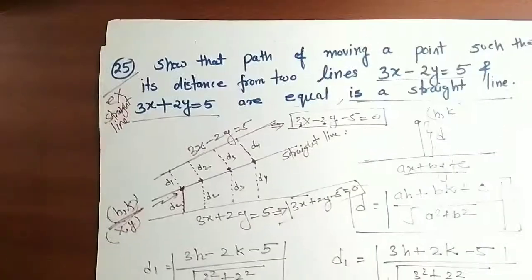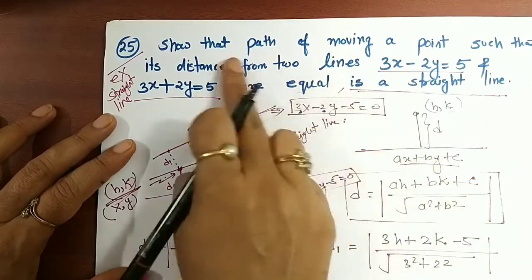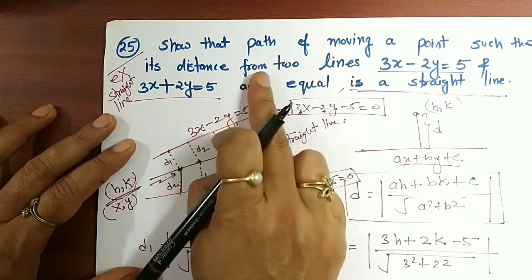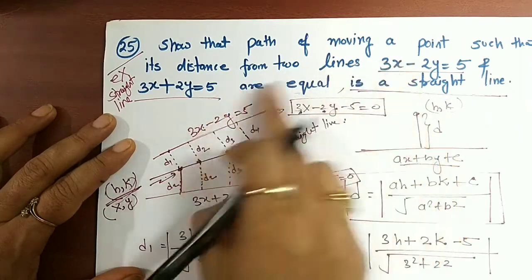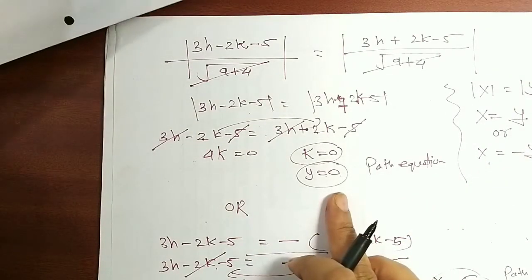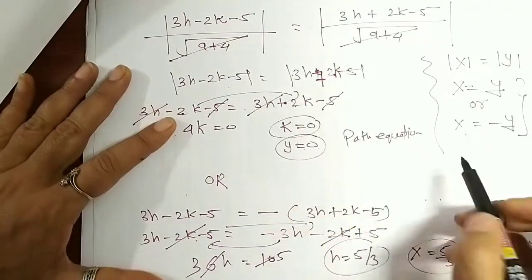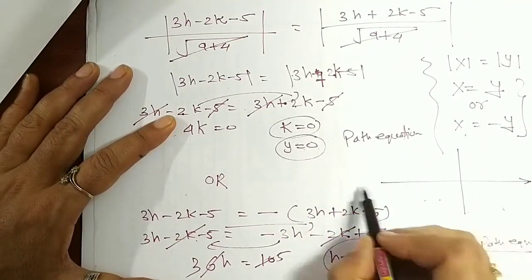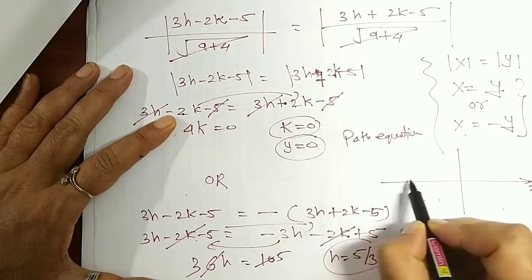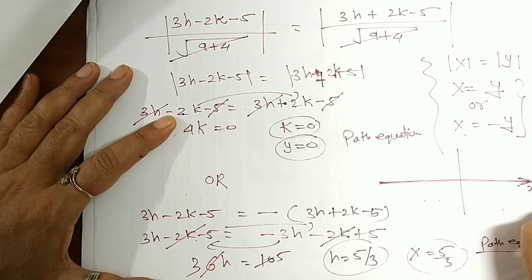So they were asking to prove that the equation of the path, which is a point which is equal distance from these two, is a straight line. So I have to see whether it is a straight line or not. So this is y is equal to 0. So don't you think y is equal to 0 is a straight line? Yes. Why? Because y is equal to 0 is nothing but x-axis. So that path of the point is nothing but x-axis. So yes, it is a straight line.